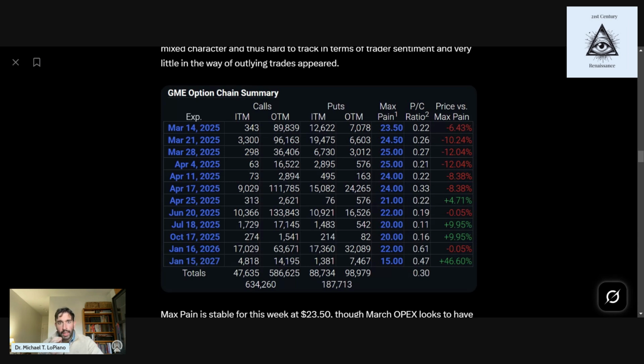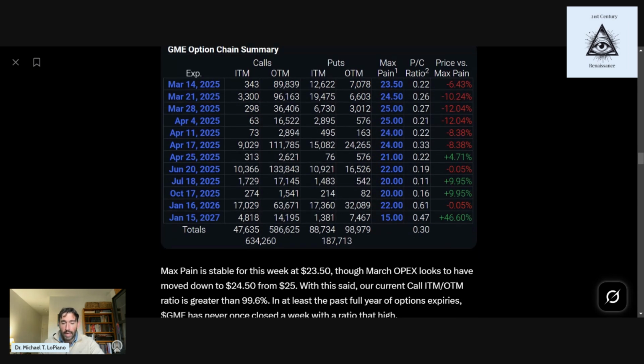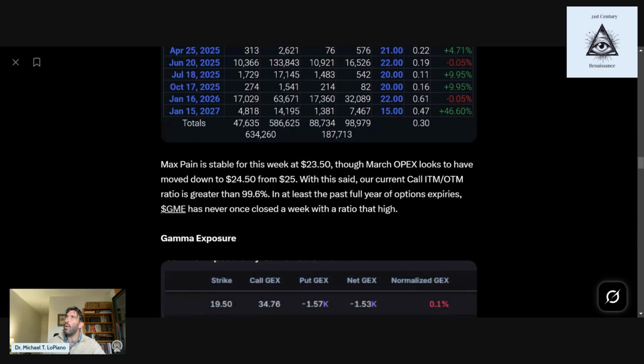But okay, what's so significant about that 99.6 number? The only time that I have seen calls out of the money at a ratio like that, at or close to 99.6, was in fact in the pre-market period of August 29th. That is the last time I saw a ratio that egregiously out of the money. 99.6. In fact, it was 99.563, I think it was.